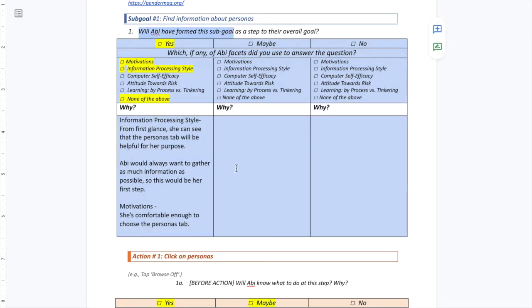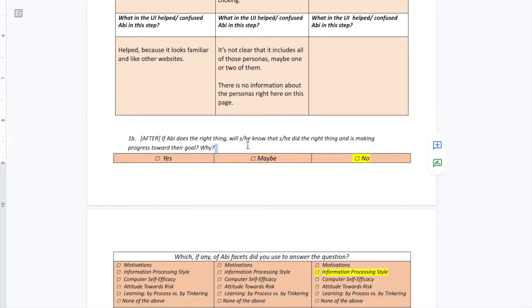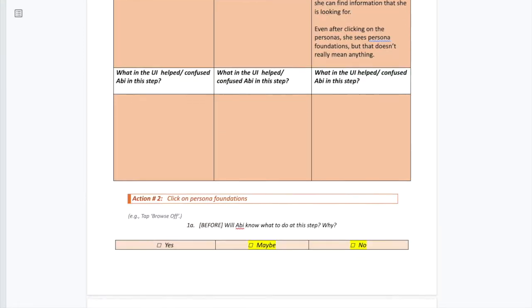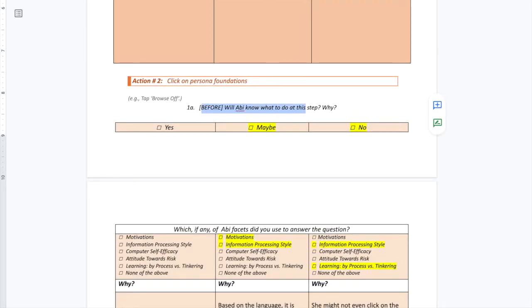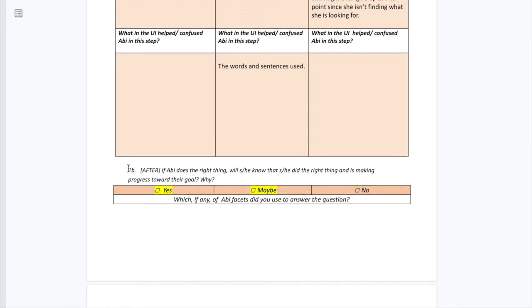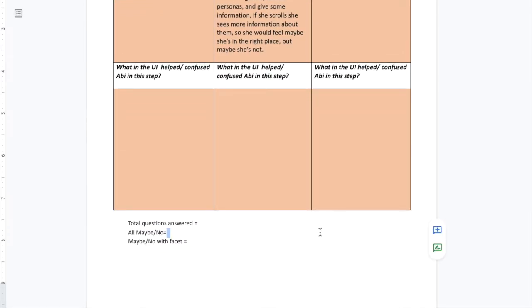So here we've got 1, 2, 3, 4, 5 questions answered. So at the bottom here, I'm going to write total number of questions answered, 5.